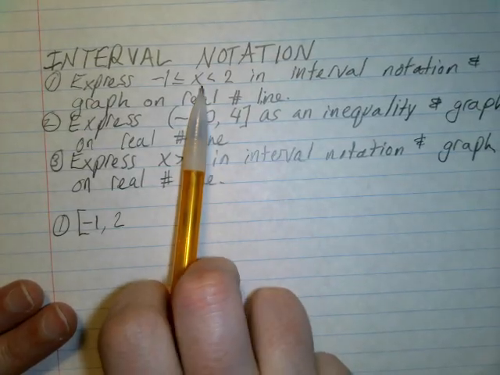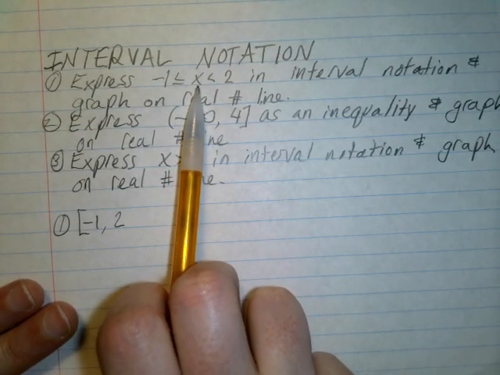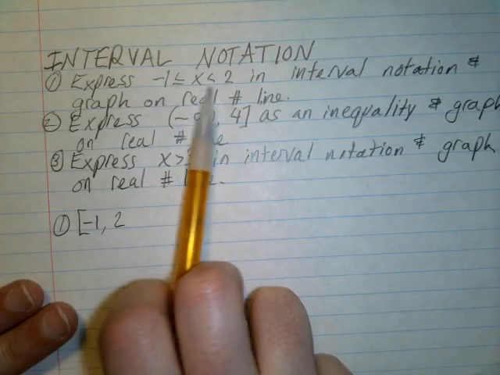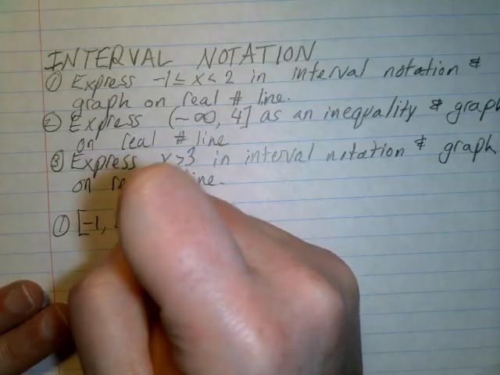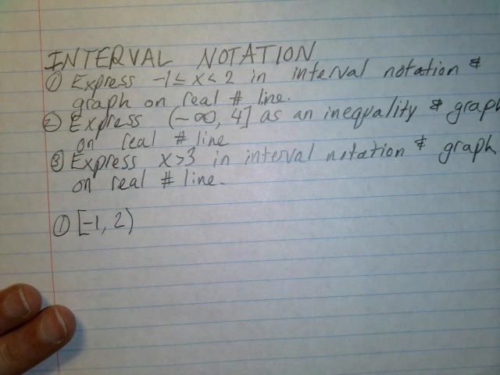But we cannot include 2 in the interval, because if I plug in 2 here for x, this inequality will not be satisfied because 2 is not less than 2. So when I don't want to include the number, I use the round parenthesis.